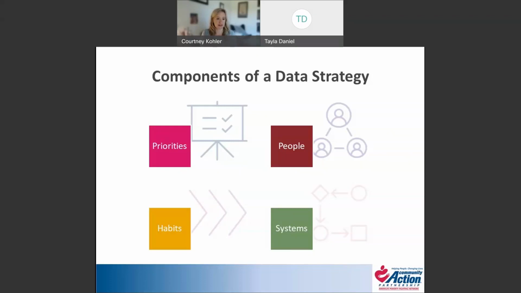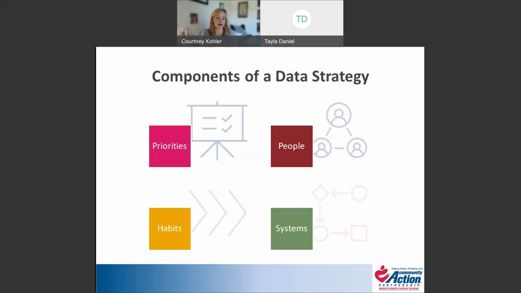And so priorities, of course, that's getting clear on what do you want to know? What are you seeking to achieve through your data strategy? And what are those overall goals, like we talked about on the previous slide, for your particular organization? And then another component is the people that you have and the roles that they play in the overall data strategy. Whatever their role might be in the collection of data, analysis, aggregation, telling the story with the data, each person in the organization touches some part of the data strategy.